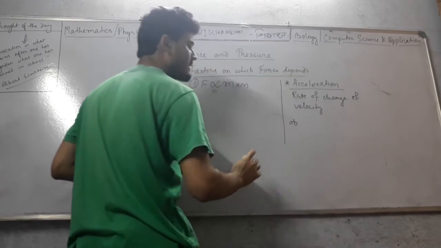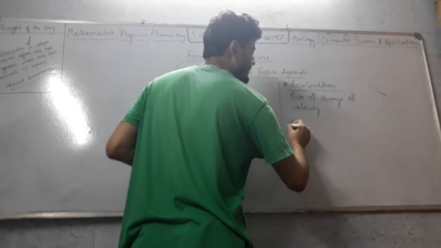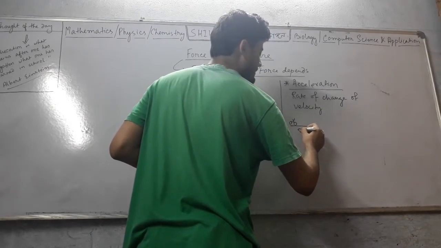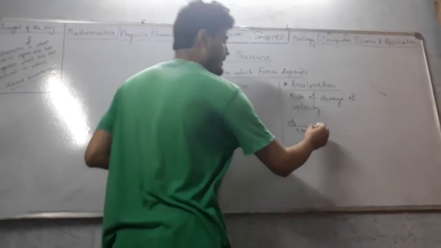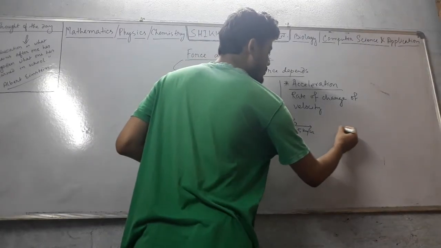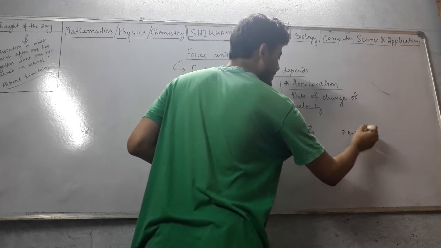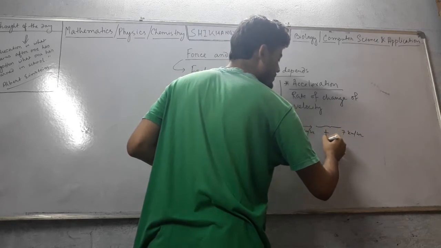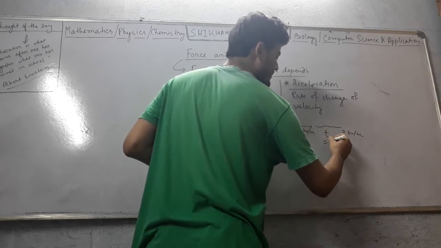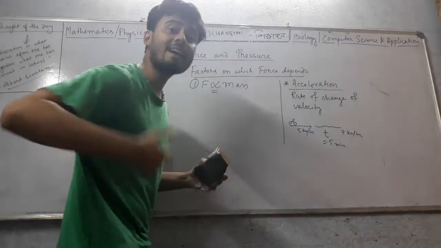That means, suppose let it be a bike, or cycle. A cycle was going with a velocity of 5 km per hour. You have increased this velocity to 7 km per hour within this time t equals, say, 5 minutes. That means you have accelerated.